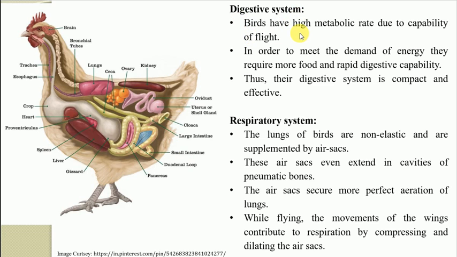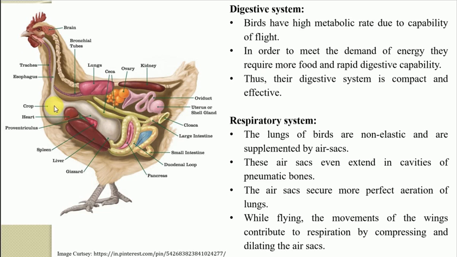Birds have a high metabolic rate, and this high metabolic rate is due to the capability of flight. In order to meet the demand for energy, they require more food, and the digestion of that food is also rapid, and hence they are provided with rapid digestive capabilities. Thus their digestive system is quite compact.